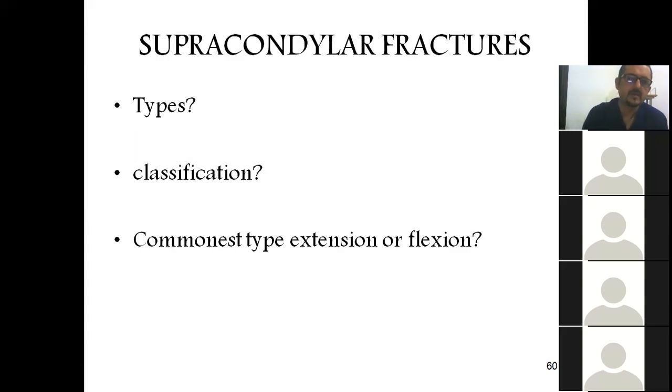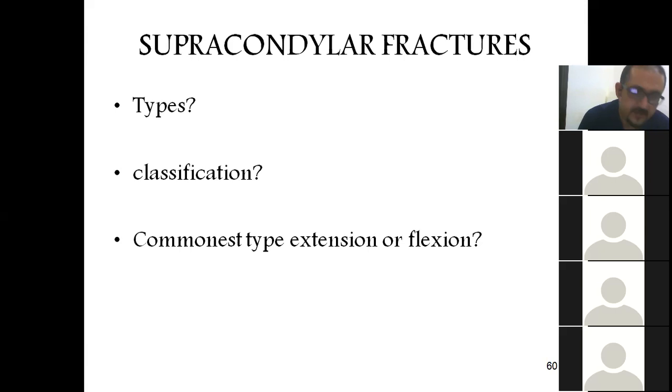So what are the types of supracondylar fractures? Sir, flexion and extension types. Excellent. You have to remember this because sometimes you will directly jump into Gartland classification and he may ask you something else. So which one is more common? Extension type comprises almost 95% of supracondylar fractures. And flexion type, how many percent? About 3 to 5%.